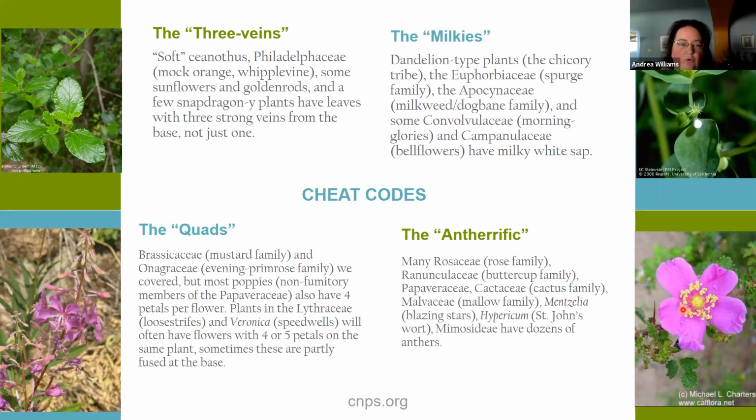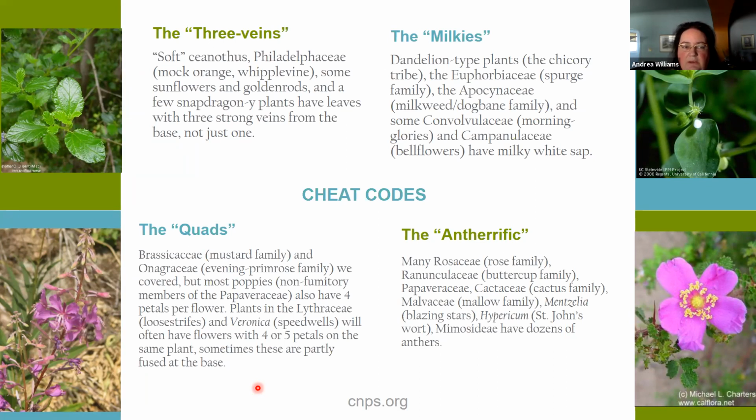So I talked about some of the four-petaled families earlier, Brassicaceae and Onagraceae, the mustard and evening primrose families. Most poppies, the non-fumitory members of the Papaveraceae, so that's another family that had two families mashed together. The fumitory family contains everything from Dutchman's breeches and fumitory to our native golden eardrops, which is a great fire follower, and Dicentra formosa or bleeding heart. Those are the fumitory members of the poppy family. The other poppies, which often share that same ferny look of leaves, will have those four petals, and they'll also have tons of anthers. So it's got a double cheat code on that.